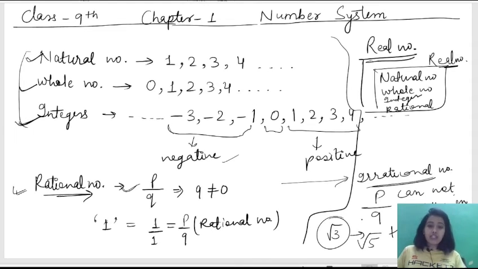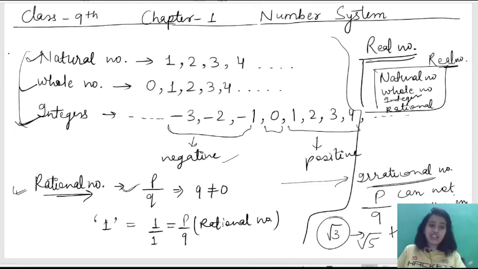So this is just a basic concept of the complete, you can say, what type of numbers we are having: natural numbers, whole numbers, integers, rationals, irrational numbers and real numbers, right? So we can say natural number, whole number, integers, rational number and irrational number, these all are the subset of real numbers, right? All are the subset of real numbers.